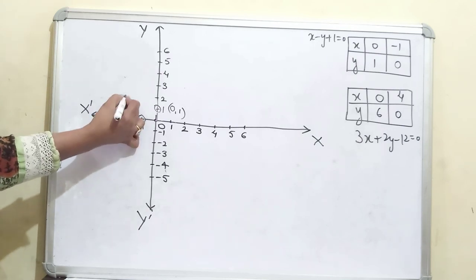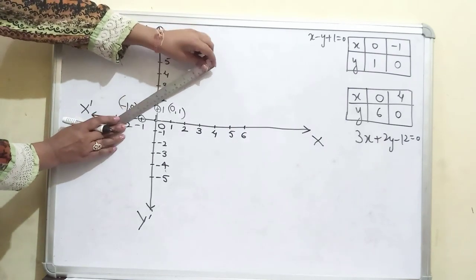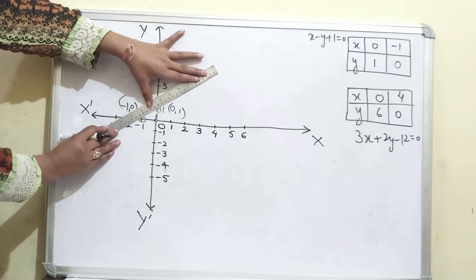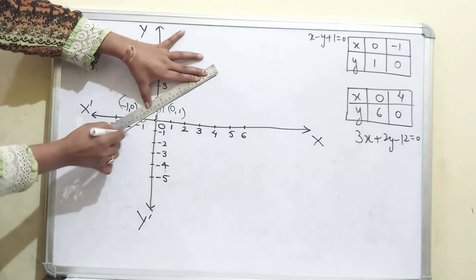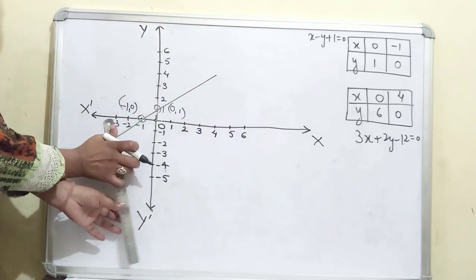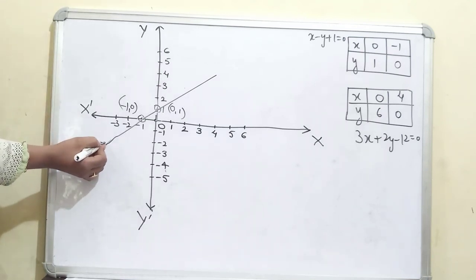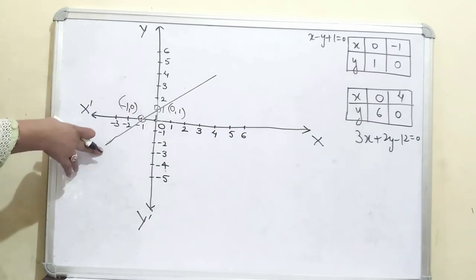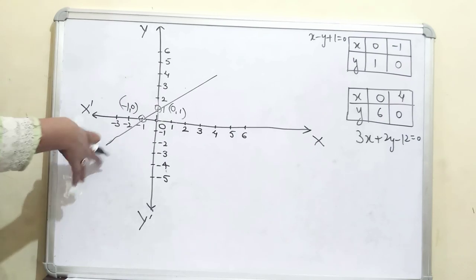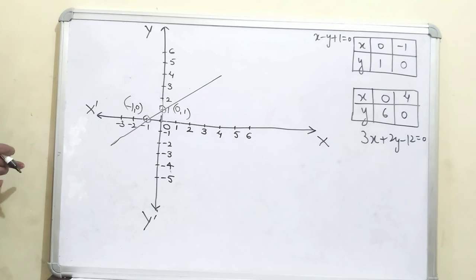Minus 1 and 0. Now you are ready to make a line by joining these 2 points, and you can join. It will be a little bit difficult for me to do all this here on the board, but not for you. You have to do all these things on your graph paper, right? So this is the line for the first equation. In the same way, similarly, you will get the second equation on the graph.